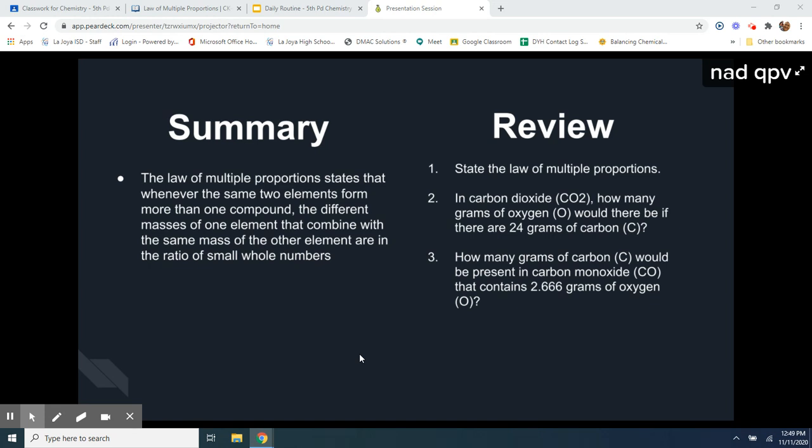The 3 questions that we're going to answer before you go. Number 1, state the law of multiple proportions. Number 2, in carbon dioxide, how many grams of oxygen would there be if there are 24 grams of carbon? Number 3, how many grams of carbon would be present in carbon monoxide that contains 2.666 grams of oxygen? All righty.